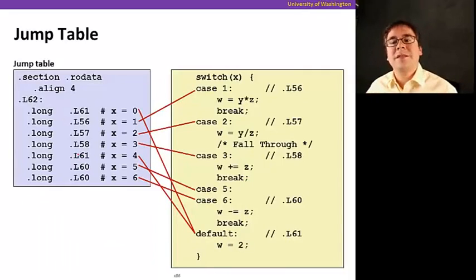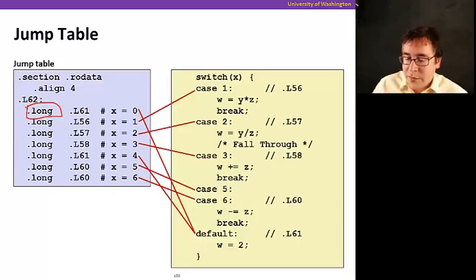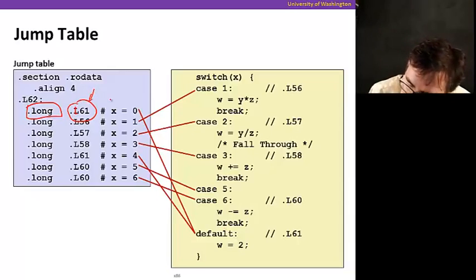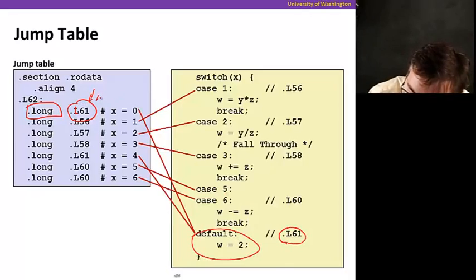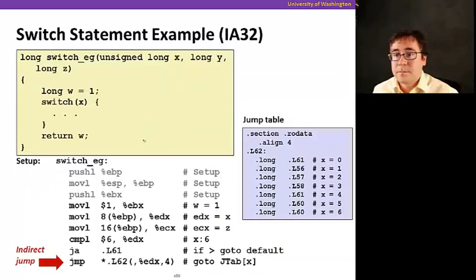Now this jump table is just a list of addresses, and here's how it gets set up. In assembly, you'd see a declaration of a long word that happens to be the same value as the label that maps to the address of the code block. So if we take .L61, where the default code block starts, the corresponding instruction address is going to be stored here, and the same thing for the other case values. So let's see how we use this table in assembly now.